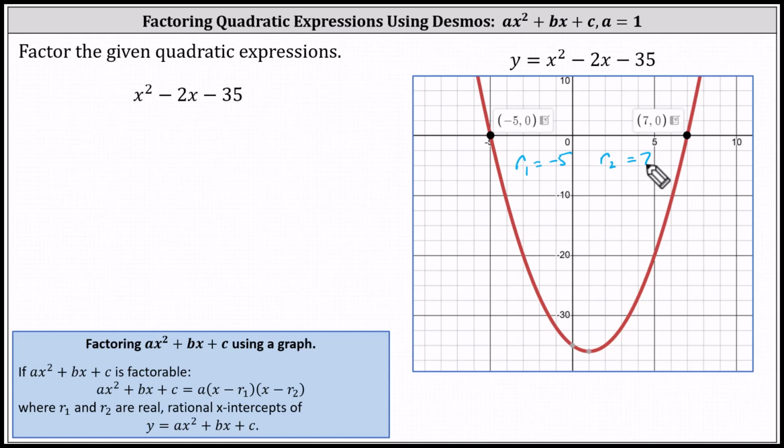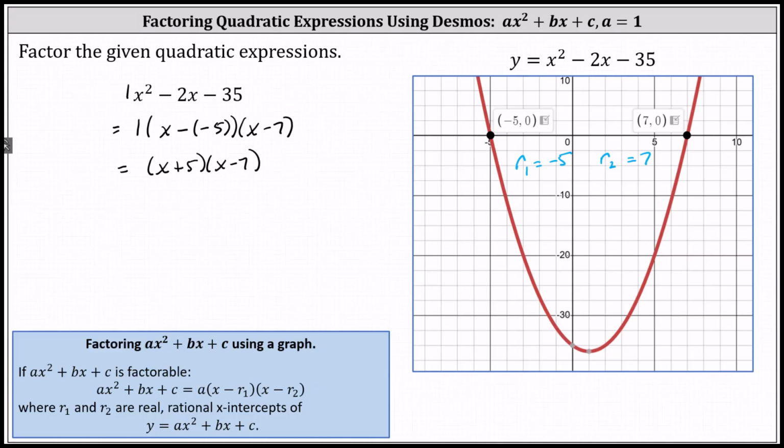And therefore x squared minus 2x minus 35, where a is equal to 1, can be written in the form of 1 times the quantity x minus -5 times the quantity x minus +7. Simplifying, subtracting -5 is equivalent to adding +5. The factored form of x squared minus 2x minus 35 is x plus 5 times the quantity x minus 7. Recall traditionally, we determine the factors of -35 that add to -2, which are +5 and -7.